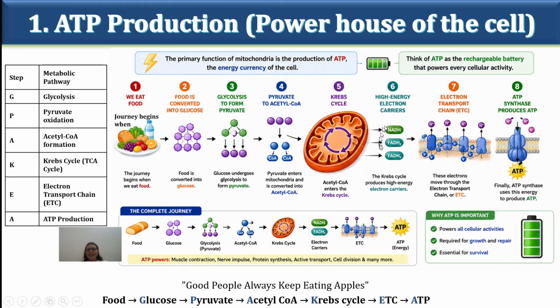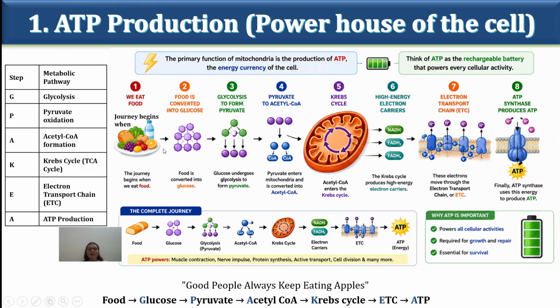The Krebs cycle produces high energy electron carriers. These electrons move through the electron transport chain, and finally ATP synthase uses this energy to produce ATP, right? So it powers all cellular activity. It is required for growth and repair and is essential for our survival.